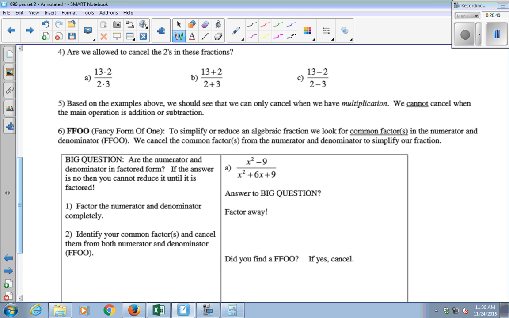I like how you all like stopped and thought before you just yelled out an answer. That was good. Okay, yes, because the only operation here is multiplication, right? So if I really want to make this clear, I could rearrange it as 2 times 13 over 2 times 3. I could break it into the product of 2 fractions, so 2 over, what is wrong with this?